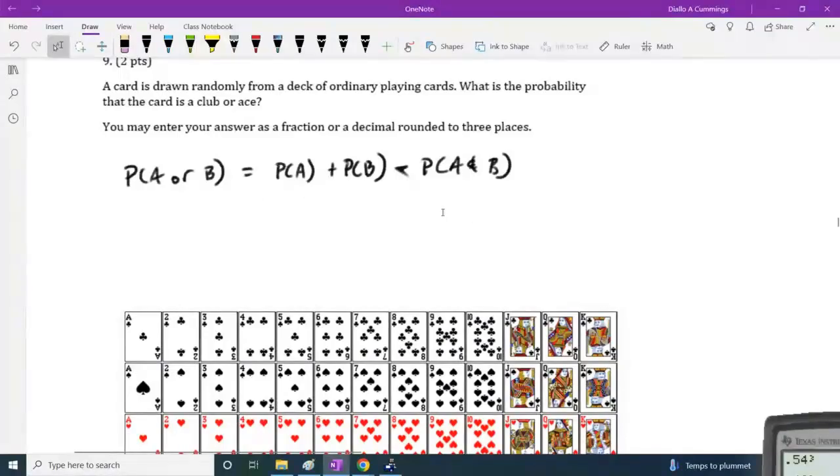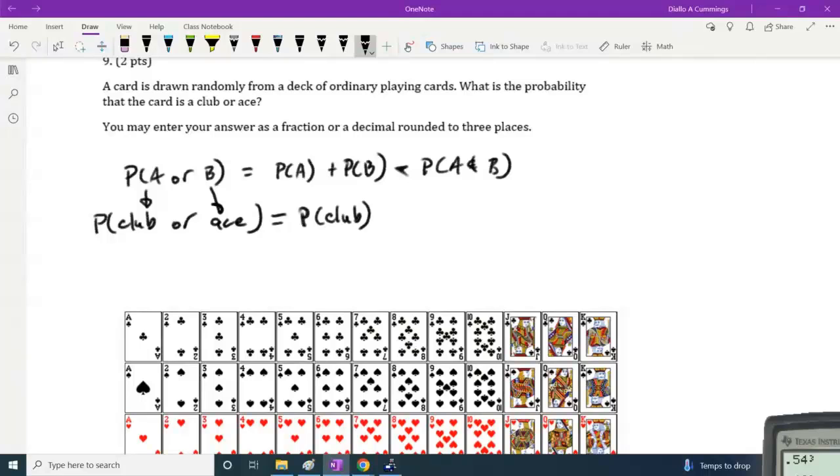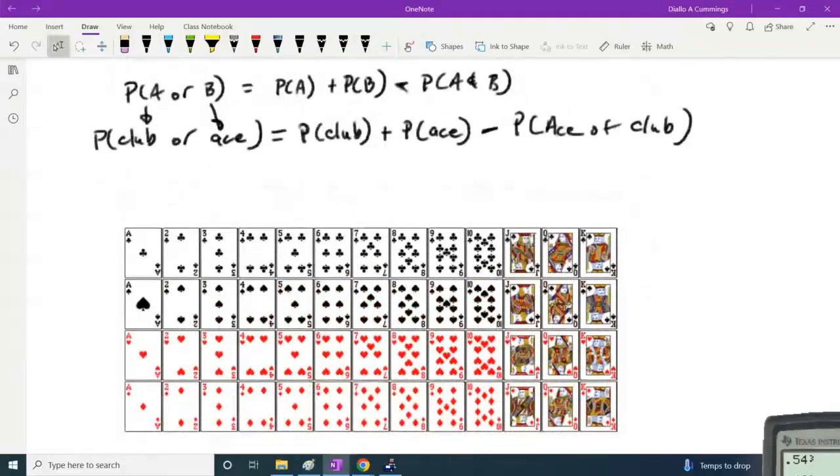So now if I write this out in words, this is the probability of a club or an ace. I'm just going to put some words to this A and B. So in this formula, wherever I see an A, I'm going to substitute with club. Wherever I see a B, I'm going to substitute with ace. So this is equal to the probability of a club plus the probability of an ace minus the probability of an ace of club, because we do have some overlap, right? So we're going to see that.